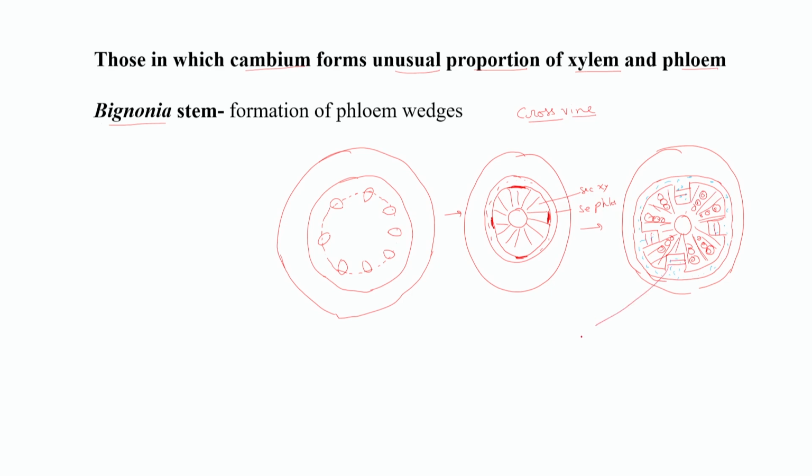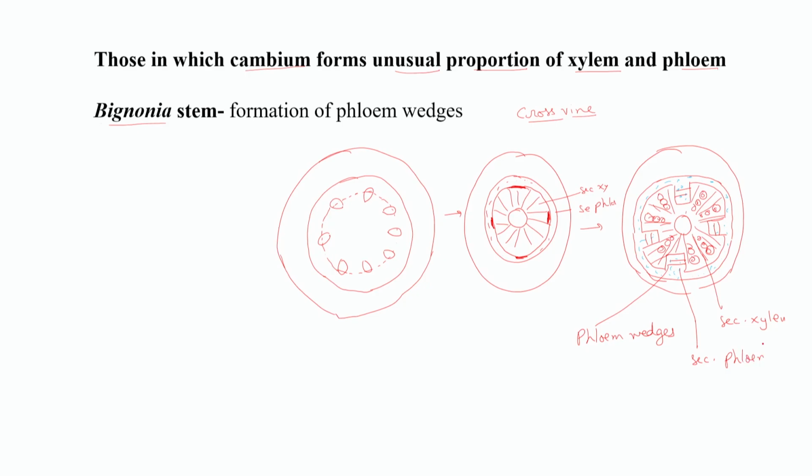Okay, so these are phloem wedges. That means extension of some phloem inside the secondary xylem. So this is the secondary xylem, okay, and this is an entire part of secondary phloem.